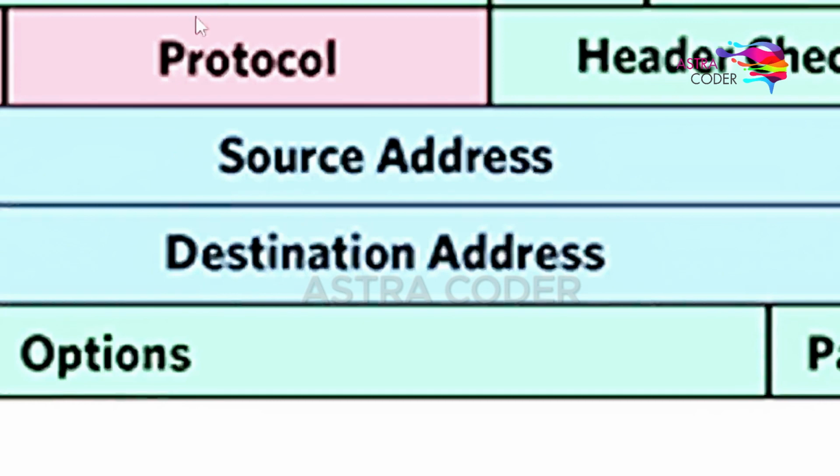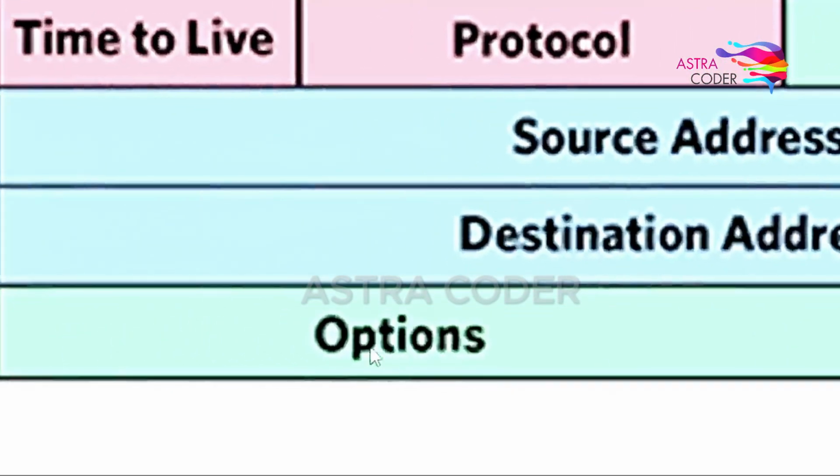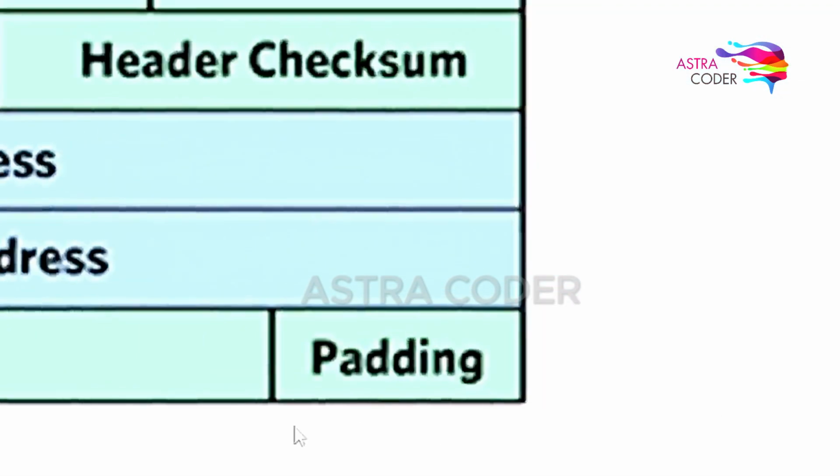Now, on to row 4 and 5. Source or destination. These are super important because they show where the packet is coming from and where it's headed. Finally, in row 6. Options. This is a flexible part of the header, and it's optional to use. Padding. If needed, this part fills in any extra space in the header.